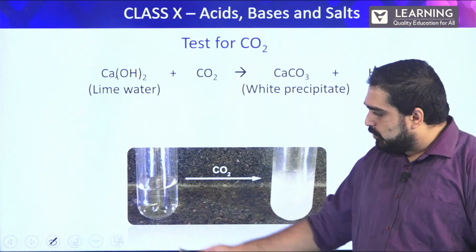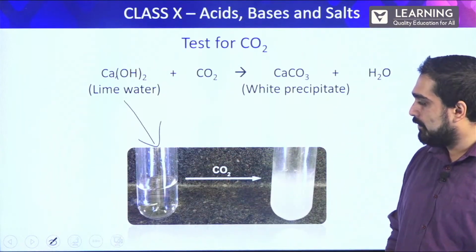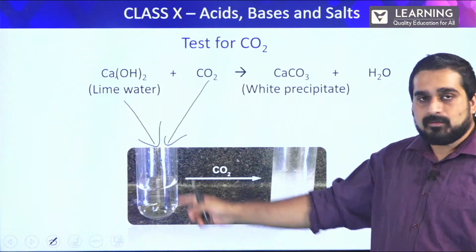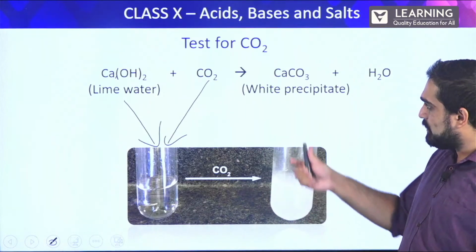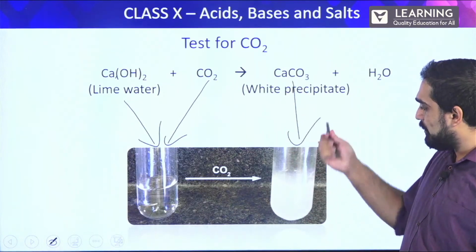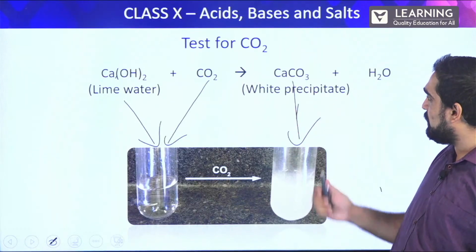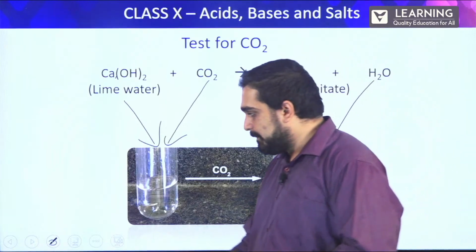The transparent one is what is called lime water. Okay. Now once you pass carbon dioxide into this, what happens is that you get calcium carbonate. The white precipitate that you see is calcium carbonate, and the remaining is what you have as water.